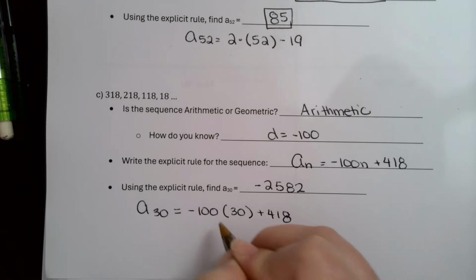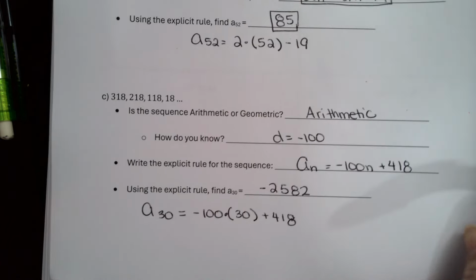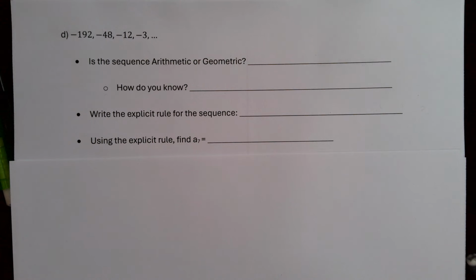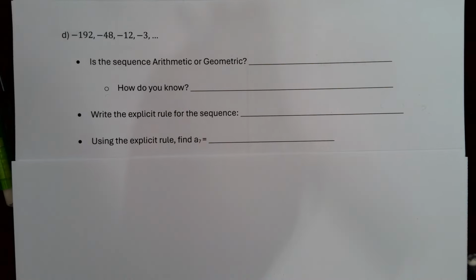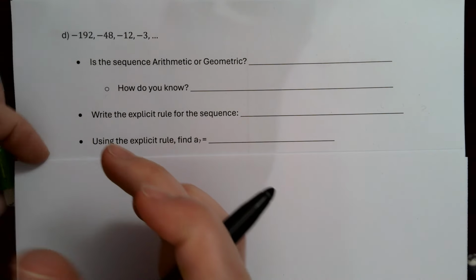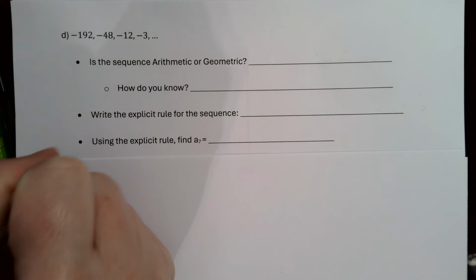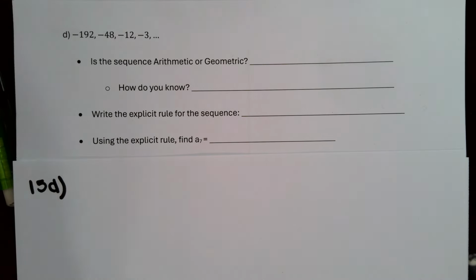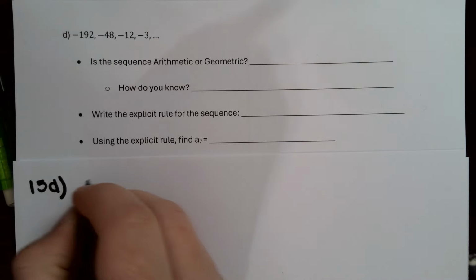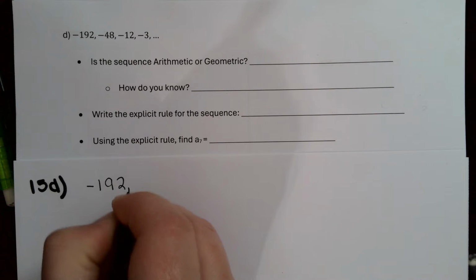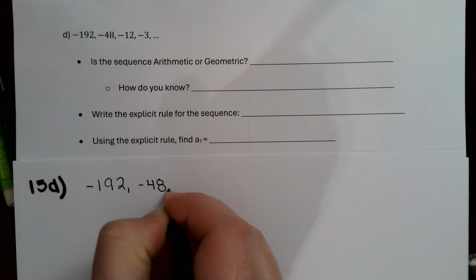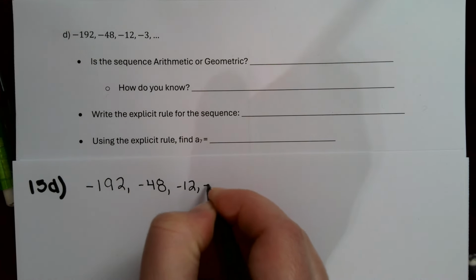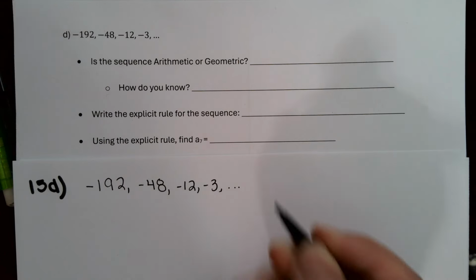Just like that. Alrighty, moving on. Moving on to question 15D. Make sure that it is 15D. Looks like they're giving us a sequence of negative 192, negative 48, negative 12, negative 3, dot, dot, dot.